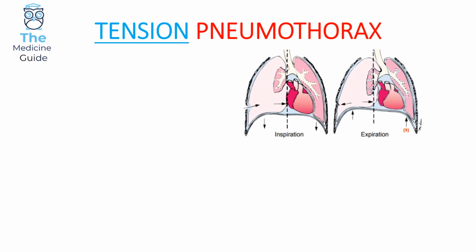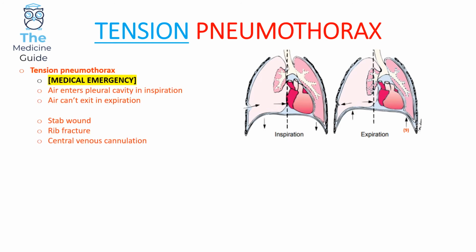So all of this air that keeps entering in will compress the lung and eventually it will cause the lung to compress the other structures such as the mediastinum, so it leads to this contralateral shift of the mediastinum and of the trachea. So tension pneumothorax is a medical emergency and it can arise from a stab wound or a rib fracture or even central venous cannulation.